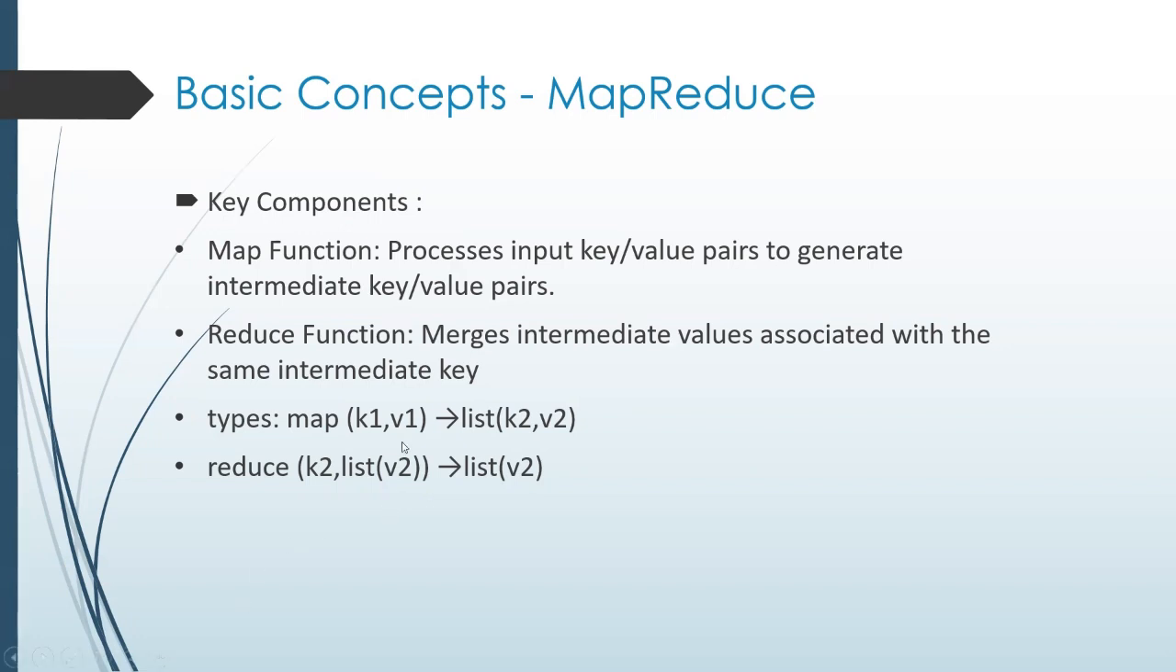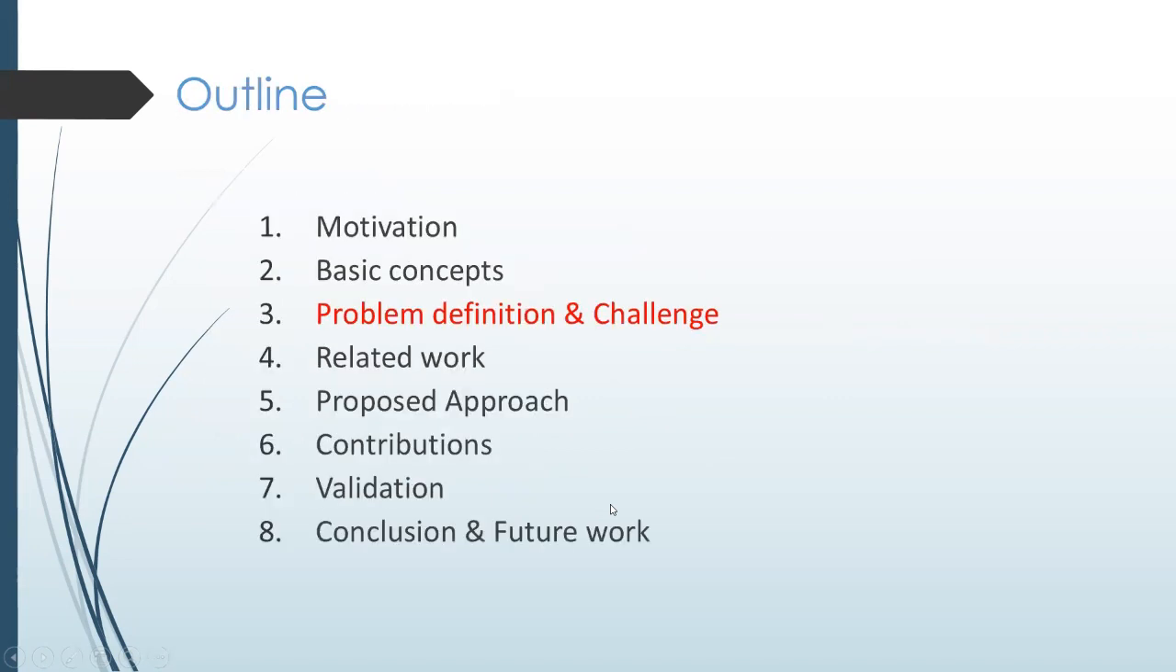The key components in the MapReduce function are the map function, which processes input key value pairs to generate intermediate key value pairs, and the reduce function, which merges intermediate values associated with the same intermediate key. So it maps K1 and V1 values, let's just say, and then it gives out a list, which is the input for the reduce function. And this generates a list V2, which is then given to the output file.